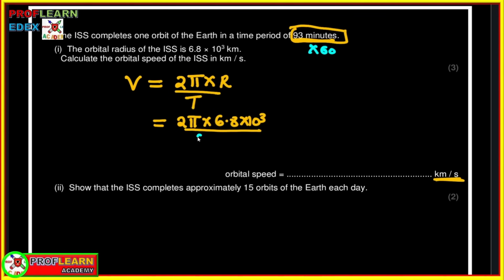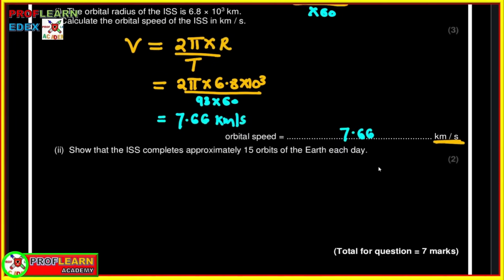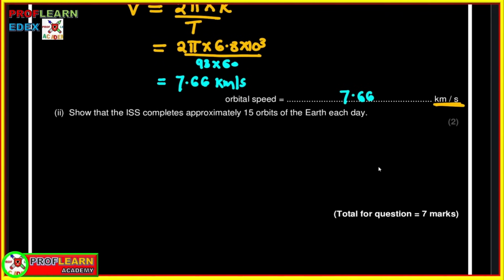All right, the reason why I've highlighted 93 minutes is that we have to convert those minutes to seconds by multiplying with 60. So if you work it out, you're going to get your answer close to, let's put this in our calculator, 7.66 kilometers per second as the orbital speed.